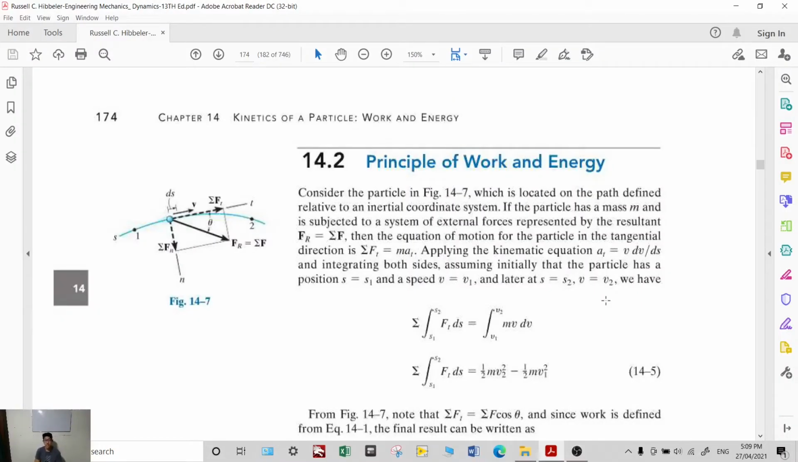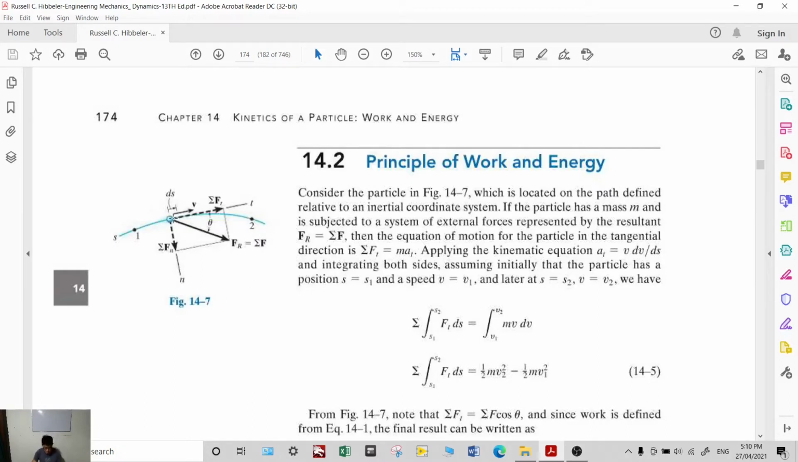For today's lecture, we will extend the concept of determining work and apply it to the principle of work and energy. Okay, so what is this principle? In order to derive the equation for this principle, we will be considering a particle shown in figure 14.7.